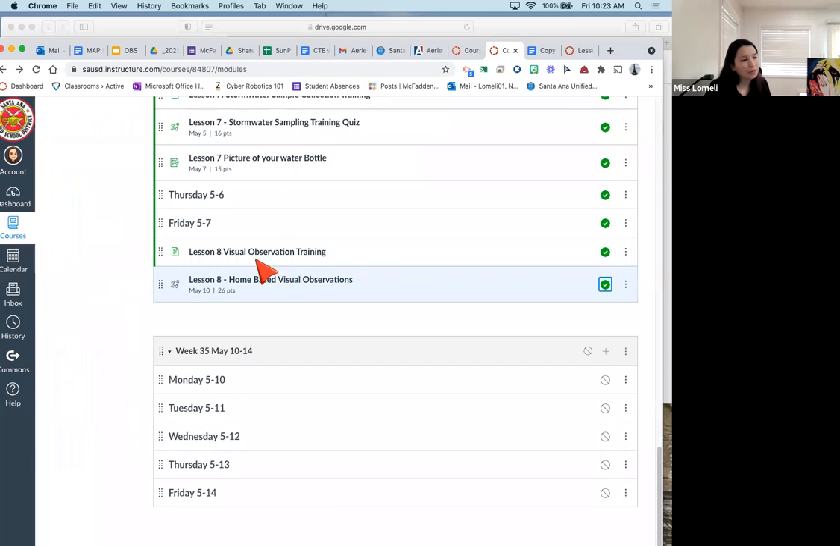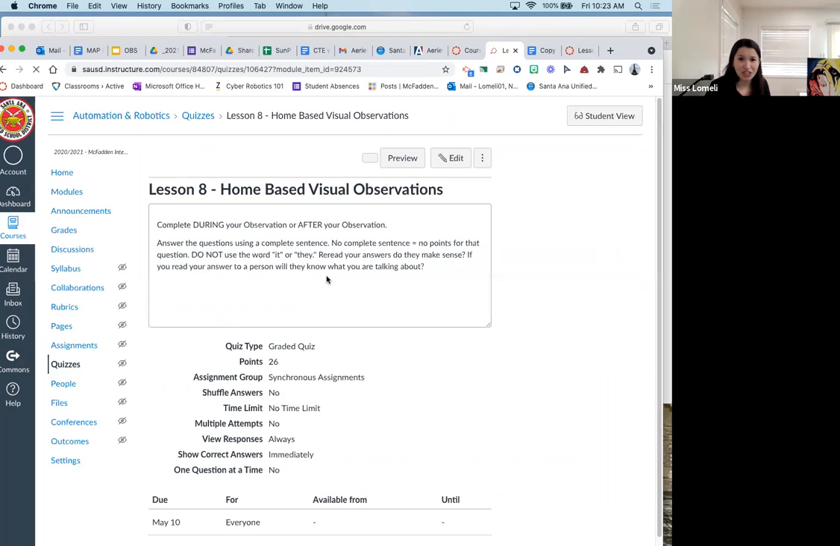Okay, so we just went over lesson 8, visual observation training. Basically, you're going to go out to your storm drain and do a visual observation. You're not touching anything. You don't have to clean anything. You already did the cleanup. Answer the questions using complete sentences. No complete sentences equals no points for that question. Do not use the word it or they. Reread your answers. Do they make sense? If you read your answer to a person, will they know what you are talking about?